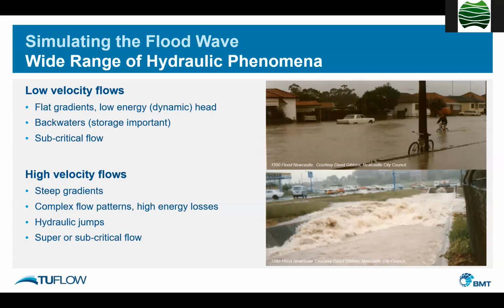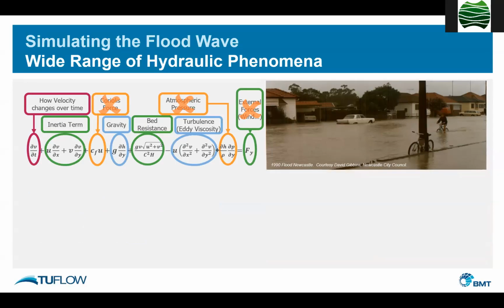And you have a mix of super and subcritical flow. But typically most floods are operating at a subcritical flow regime. So in terms of the equation I showed earlier, what's important and what's not. For that top image, you would definitely need gravity and bed resistance, so where the water is moving. But if you didn't have the inertia term in your solution, and you didn't have your turbulence or eddy viscosity, it wouldn't make any difference, because basically the bed resistance dominates.